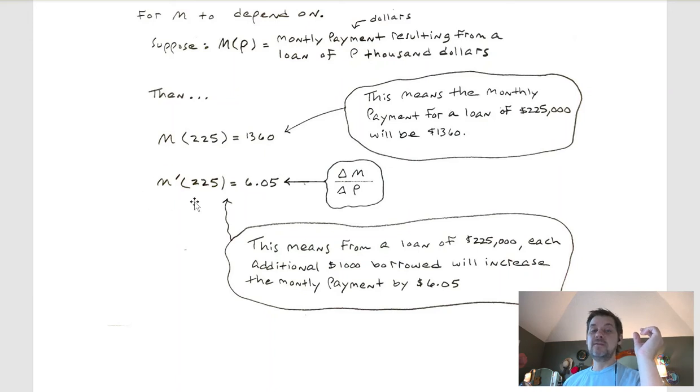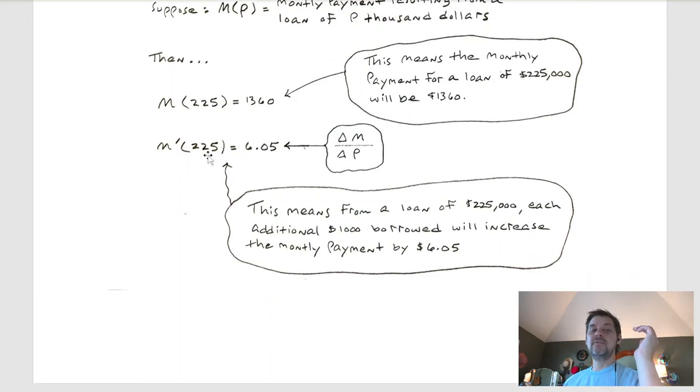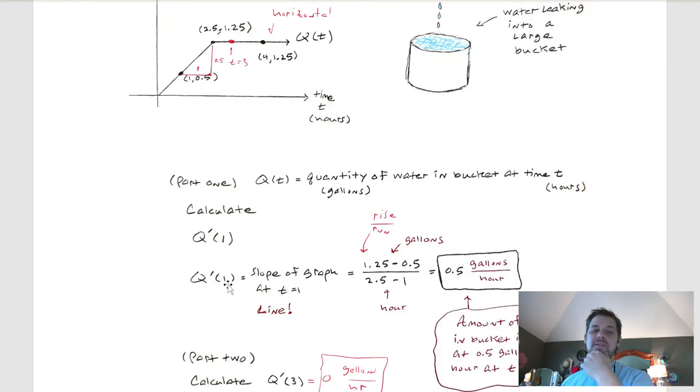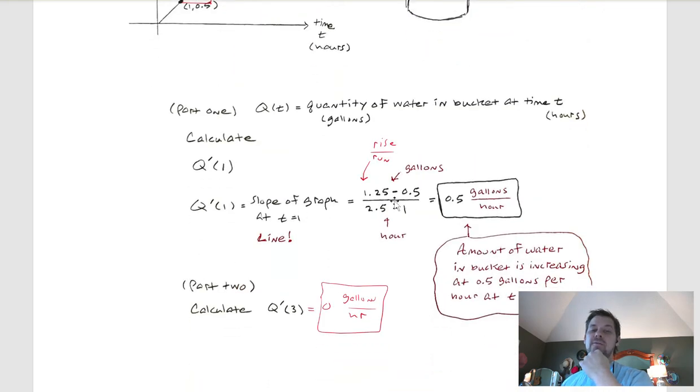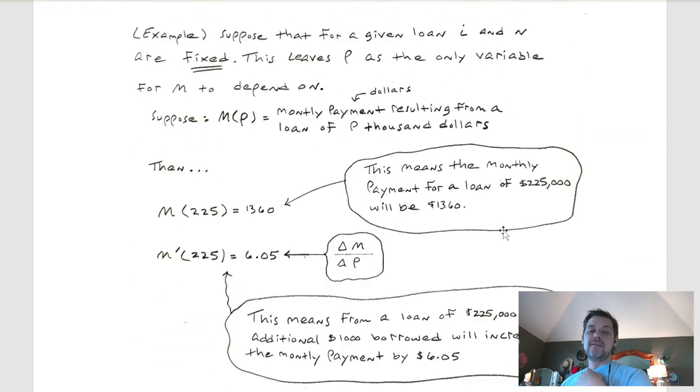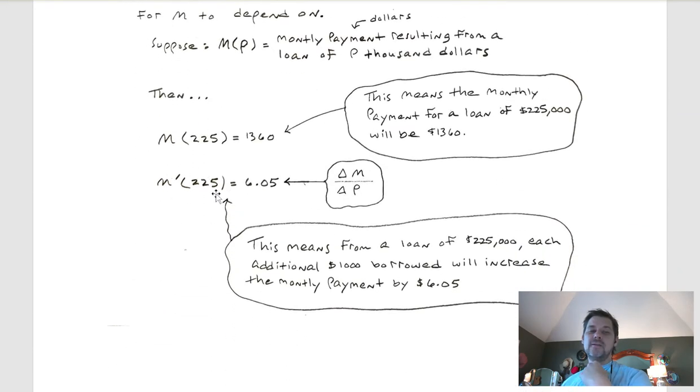The second thing, how do you interpret the meaning of the derivative? What does M prime of 225 being 6.05 mean? Well, derivatives tell you how two variables change together. For example, the derivative of this function tells you how, if time were to increase, the quantity of water in the bucket would increase. You could say that tells you how fast the bucket is filling up or how fast the water is leaking into it. Whatever, you could say that the derivative tells you the change in this variable P on the bottom and the change in this other variable M on the top.